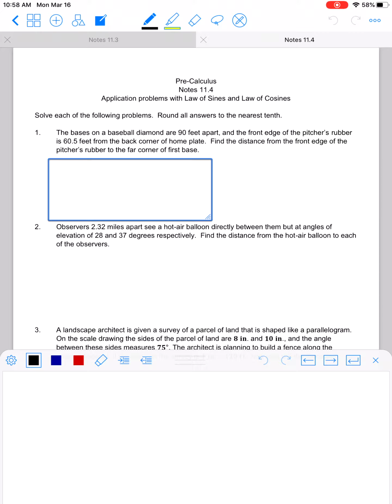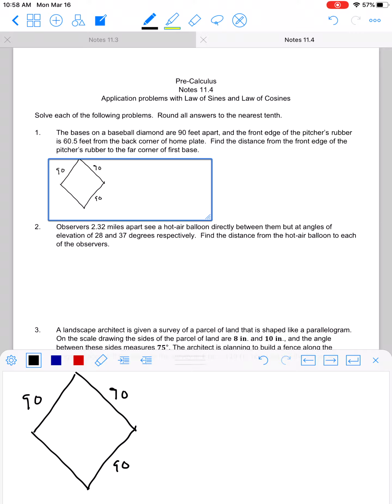It's about a baseball diamond, so my artwork might be questionable here, but we're going to do the best that we can. So there's our baseball diamond, and it says the bases are 90 feet apart. So that means these are all 90. And it says we want to know the front edge of the pitcher's mound. So right here to right there is 60.5, 60 feet, 6 inches, 60.5.